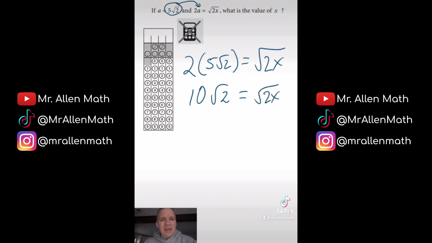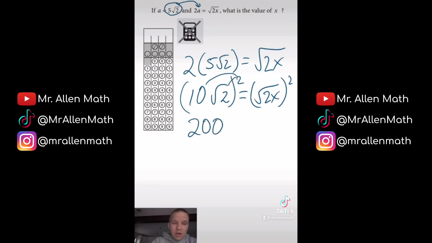Now, how the heck am I going to get rid of these square roots? How about I go ahead and square both sides? Remember, we got to square the entire thing. So that means I'm going to have 10 squared, which is 100, and root 2 squared, which is 2, so that'll become 200 right here. Equals, and then it's just 2x, because the squared and square root here will cancel each other out. So now I'm going to go ahead and divide by 2, and I get x equals 100.